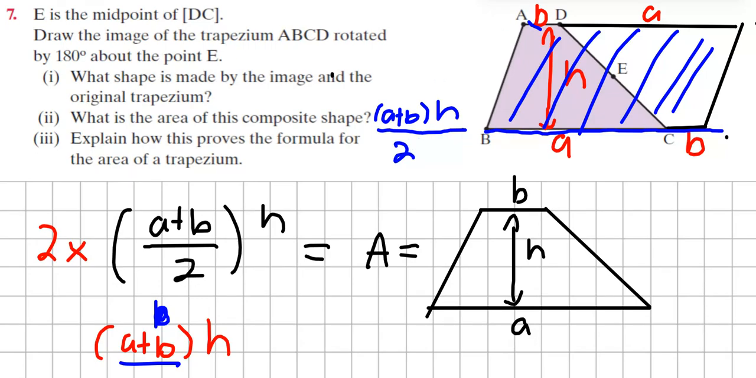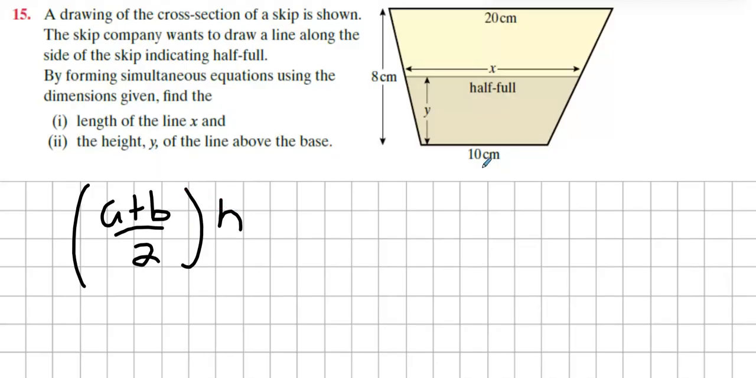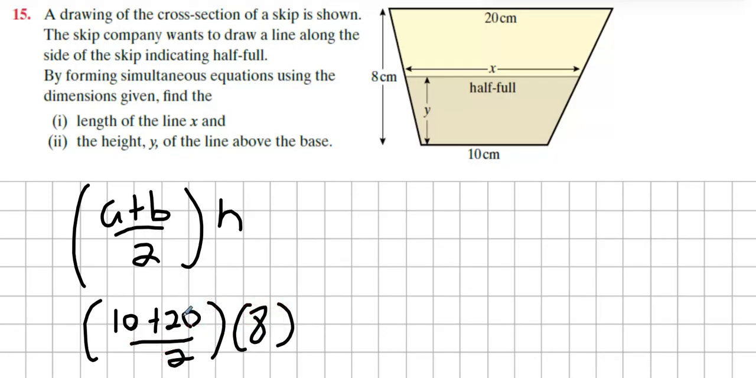trapezium. So the area of the entire skip is given to you by the formula of the area of a trapezium. The area of a trapezium is A plus B over 2 times H. A is 10, B is 20, divided by 2 multiplied by 8. 15 multiplied by 8 is 120 centimeters squared because it's an area.